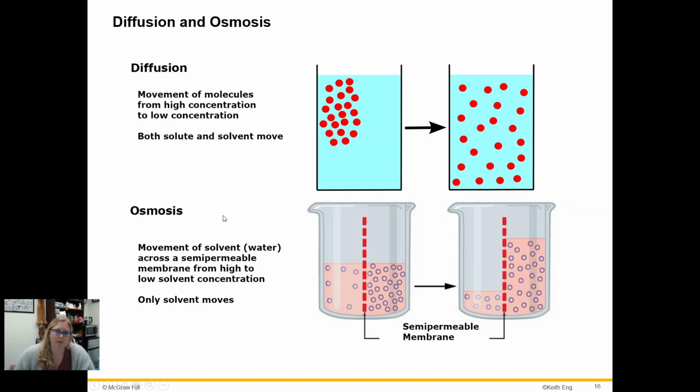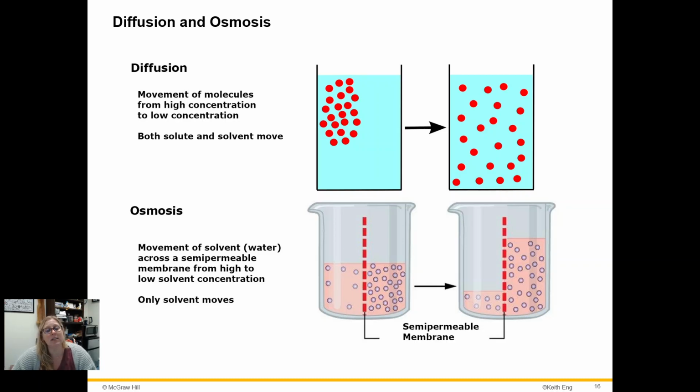Osmosis is a little different. Osmosis is a type of diffusion, but it is specifically on water. And it is the movement of water from high to low solvent concentrations, which means that it's a movement from low to high solute concentrations. Basically, water is able to move where maybe our salt is not.